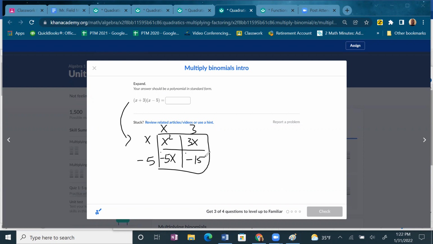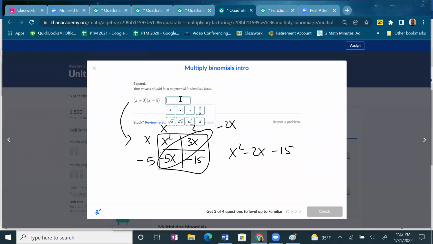Notice again, like with the last one, we have like terms right here. It's usually in that diagonal. What is negative 5x plus 3x? Negative 2x. So our final answer is x squared minus 2x minus 15.